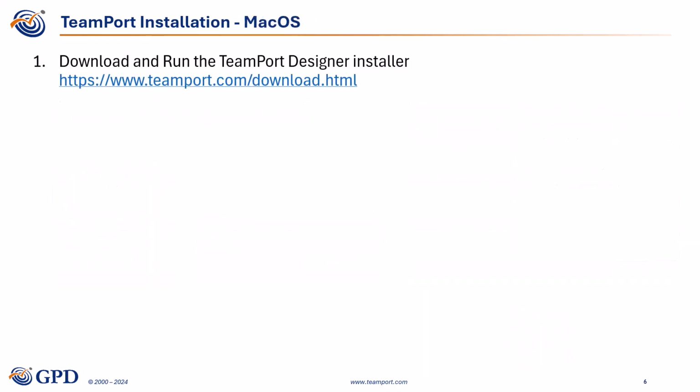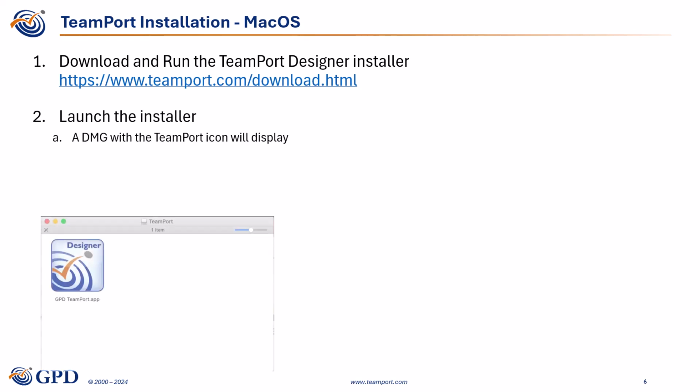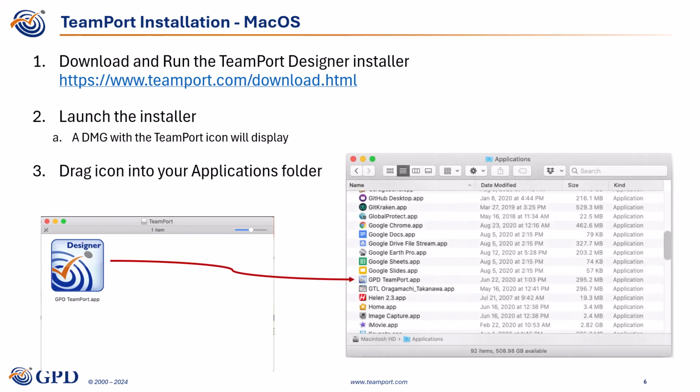Installation on a Mac OS takes a different approach. After running the installer, an Apple Disk Image (DMG) with the TeamPort icon will appear. To complete installation, please drag the Designer application from the open DMG into your Applications folder. In addition, on Mac OS, one may need to Control-click the installer to allow the option to install.